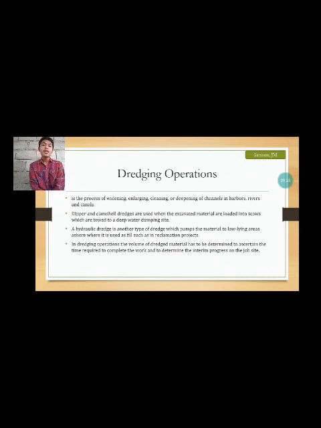The fourth one, in dredging operations, the volume of dredged materials has to be determined to ascertain the time required to complete the work and to determine the interim progress of the job site.